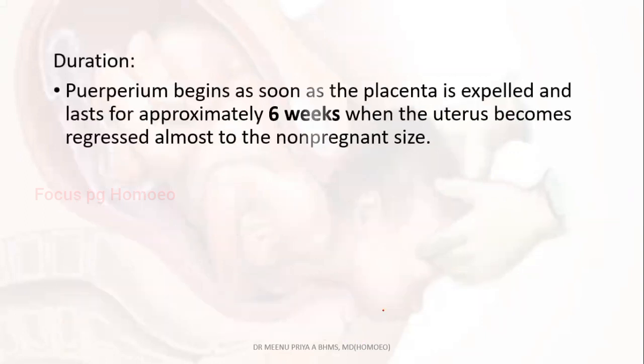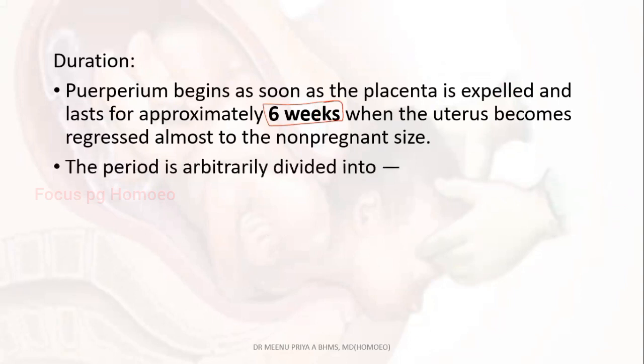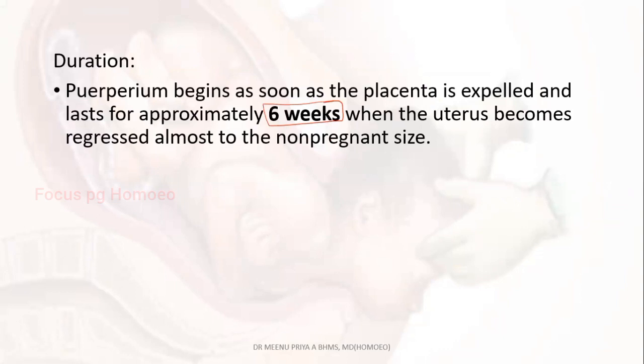Puerpera. So duration, this is important. Puerperium begins as soon as the placenta is expelled and lasts for approximately 6 weeks. 6 weeks. So this duration is important, when the uterus becomes regressed almost to the non-pregnant size. So what time period does the uterus take to come back to the normal, pre-pregnant state? It is 6 weeks.